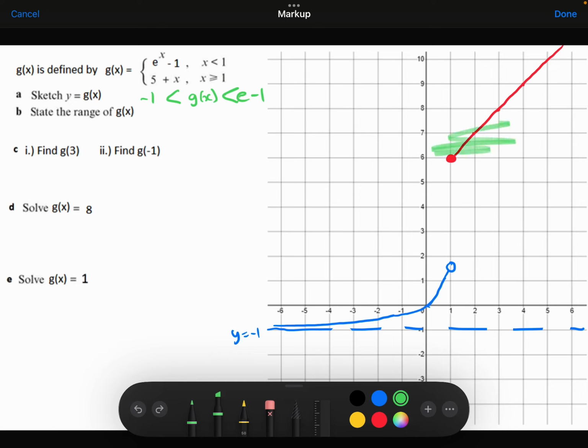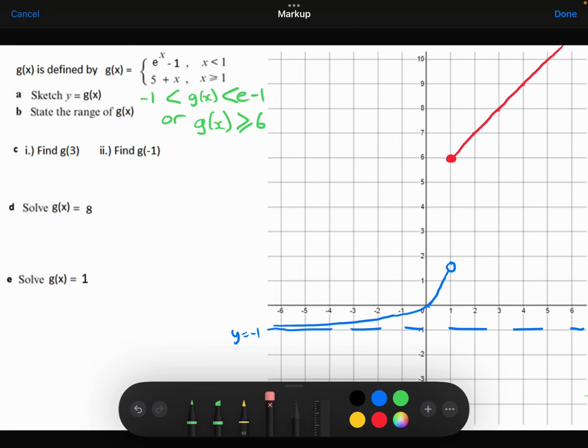It could also take any of the values at the top here, though. It could be anything greater than 6. So I need to also include that. g of x is greater than or equal to 6. So the range of g of x is, it's greater than minus 1 and less than e minus 1, or it's greater than or equal to 6.